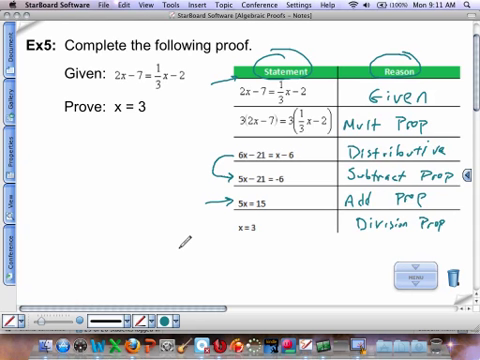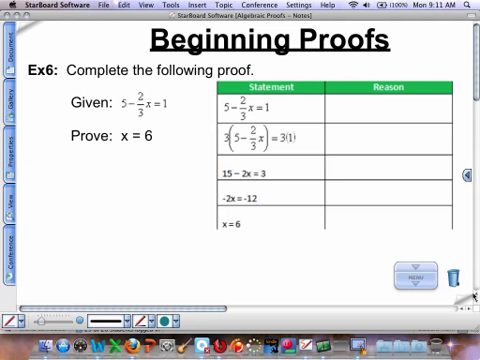So now, a couple of things to know about proofs. Did I say when I was adding, subtracting, or multiplying? No, just that's the multiplication property. That's the distributive property. You're justifying the steps of the problem. I can do this because of the addition property. I can do this because of the distributive property. That's what you're doing. You're justifying every one of your steps.